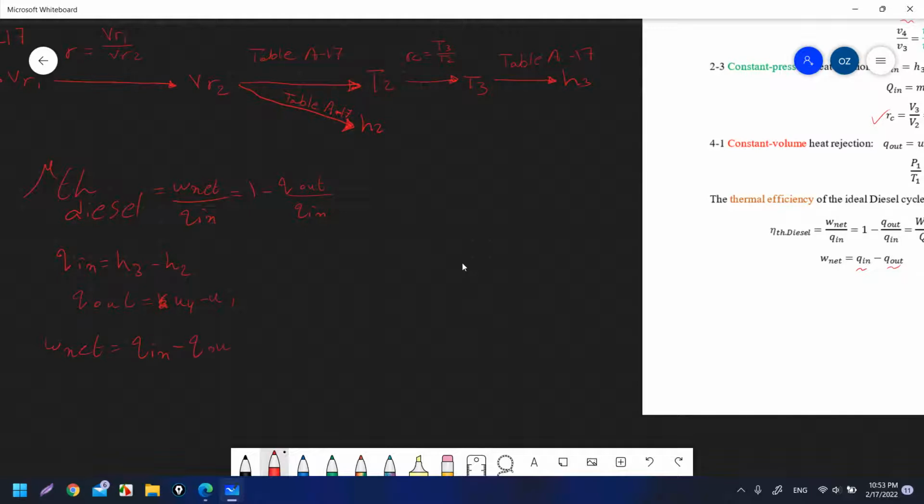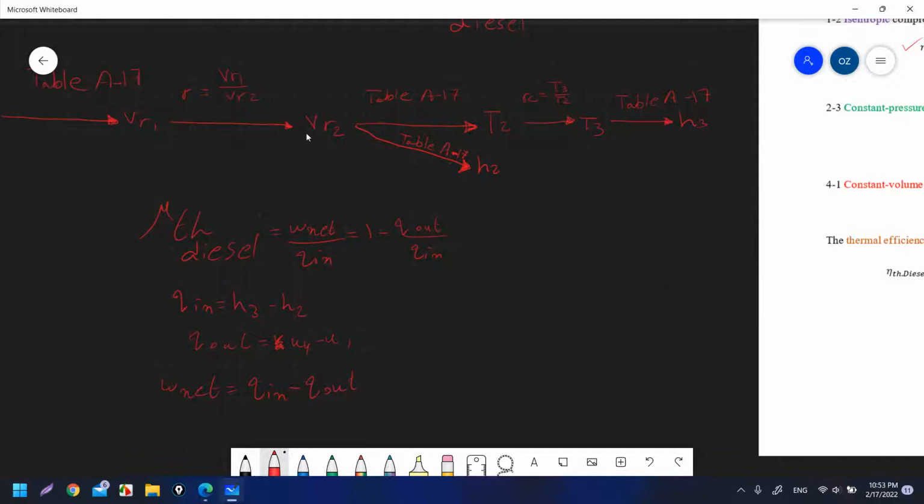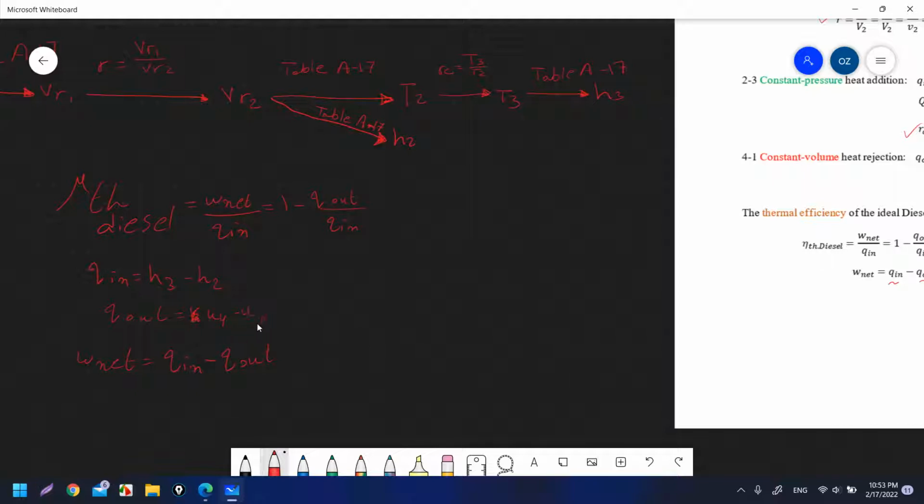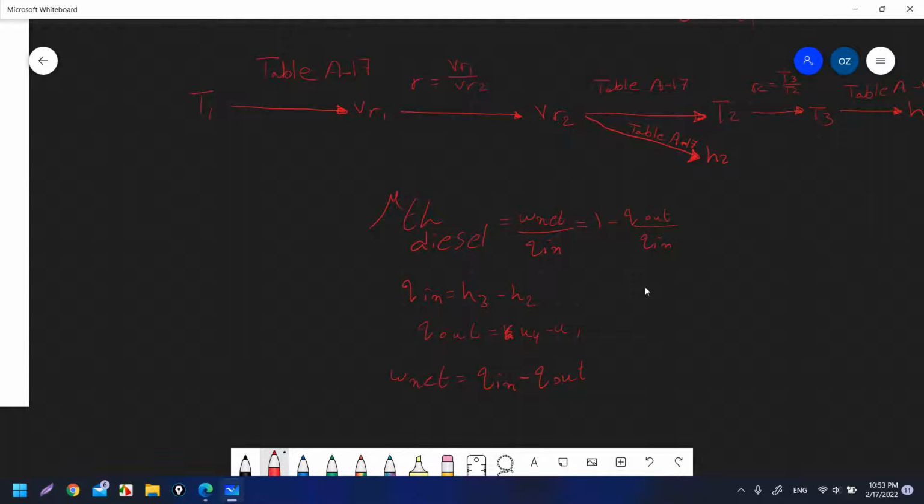So now I've found H2 and H3. What about Q out? Here we start with state 1, U1. I have T1 at the beginning, so I can use T1 to find U1 from table A17.